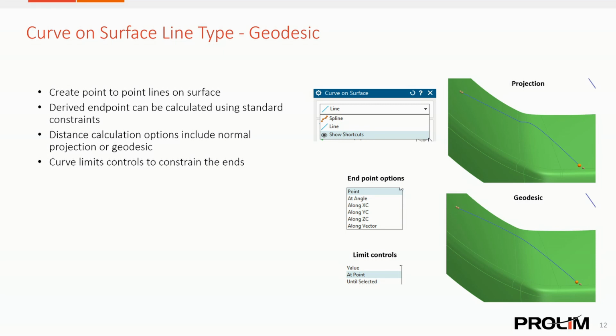And finally, curve on line type geodesic. This has got its own little slide. I'm just going to show what the difference is here. This is just another option within the curve on surface line command. So we can now have a line that has a set distance calculation option for normal projection, which is what you'd be familiar with prior to this change. That was just the default, and what is now geodesic, which is a minimum arc length between points. So it gives you the minimum distance between them along an arc.